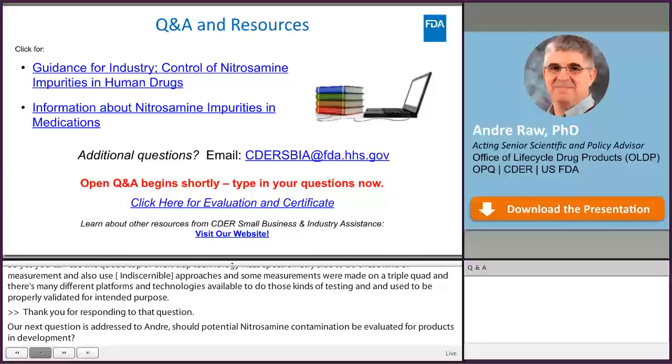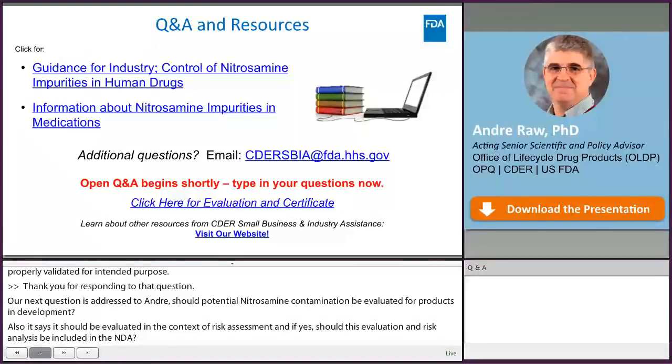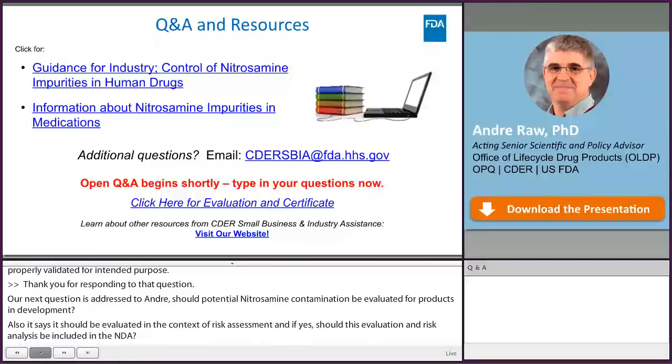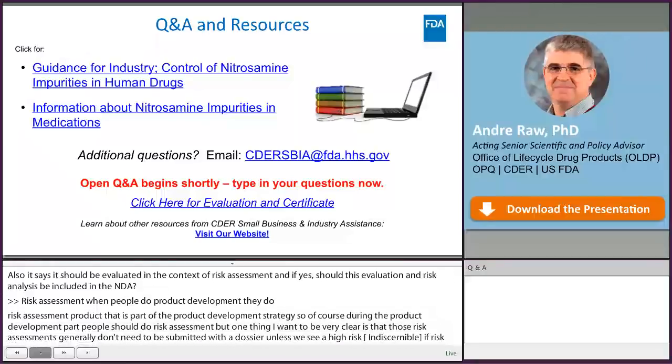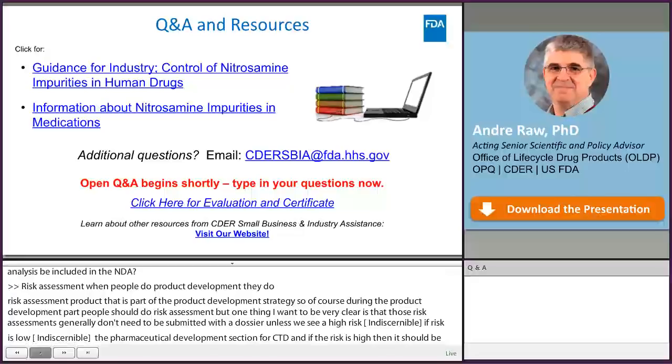Risk assessment is part of the product development strategy, so of course, during product development, people should do their risk assessments. But I want to be very clear that those risk assessments generally don't need to be submitted with the dossier unless we're seeing a high risk that is confirmed by testing. If the risk is low and it's confirmed by testing that there's no problem, that probably doesn't need to be submitted in the pharmaceutical development section of the CTD. But if the risk is high, then that should be submitted to the application. Just bear in mind that if the risk assessment is low, even though you're not submitting it to the application, it should be retained at the facility for the inspector to look at.